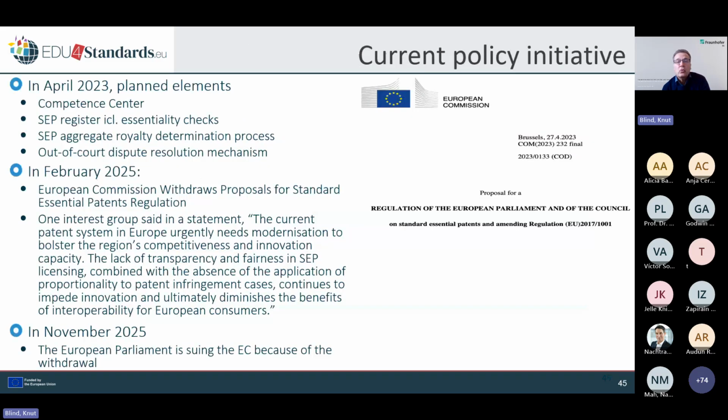And just to conclude, a very interesting anecdote. This is a proposed regulation of the European Parliament on standard essential patents, because they want to increase transparency, also to solve these topics out of court. Then the Commission developed this proposal, and in 2025 it withdrew it. Just at the beginning of the week, it became public that the European Parliament is now suing the European Commission because of the withdrawal.